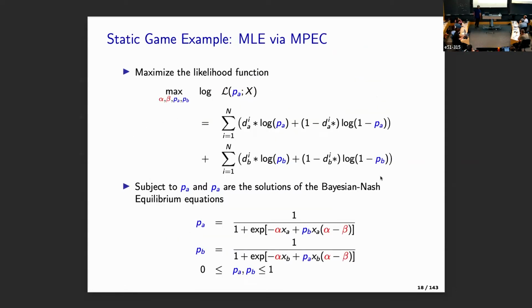Okay. Now that's one way to estimate it. And you can see why it's potentially challenging to search over and find the maximum of this discontinuous function. Okay, so another way to do it would be via MPEC. So what do you do when you do MPEC? You search over the parameters, but you also search over the solutions of the model, these PA and PB, right?